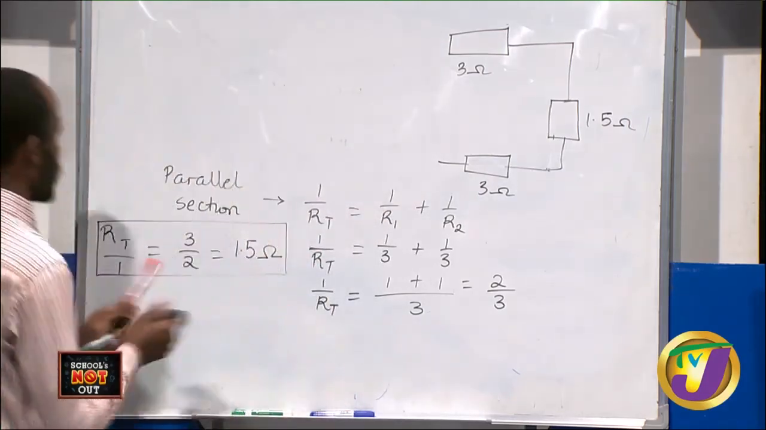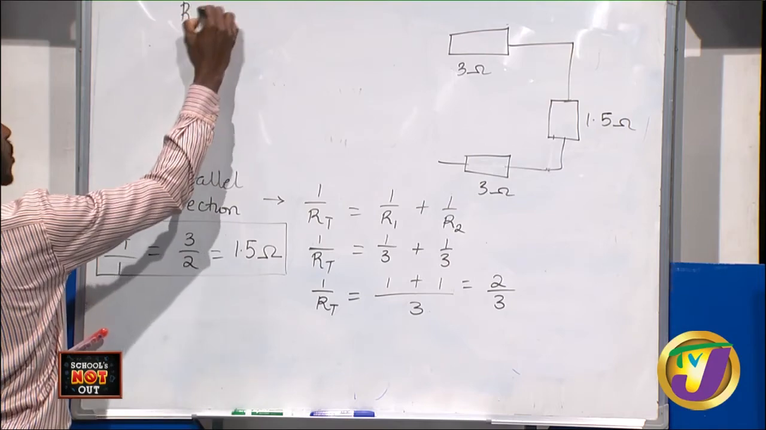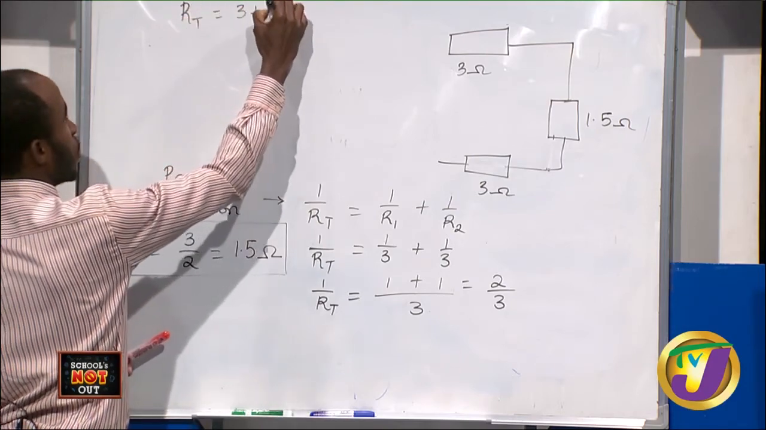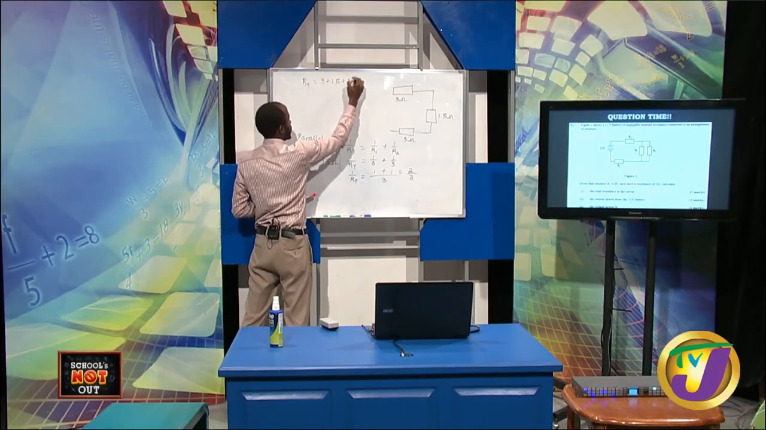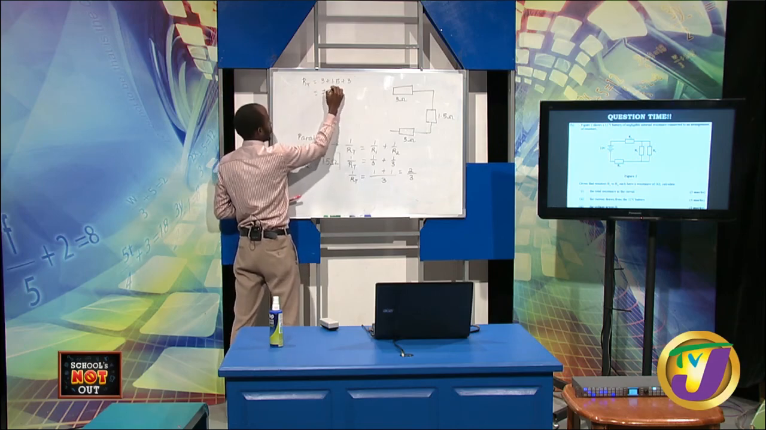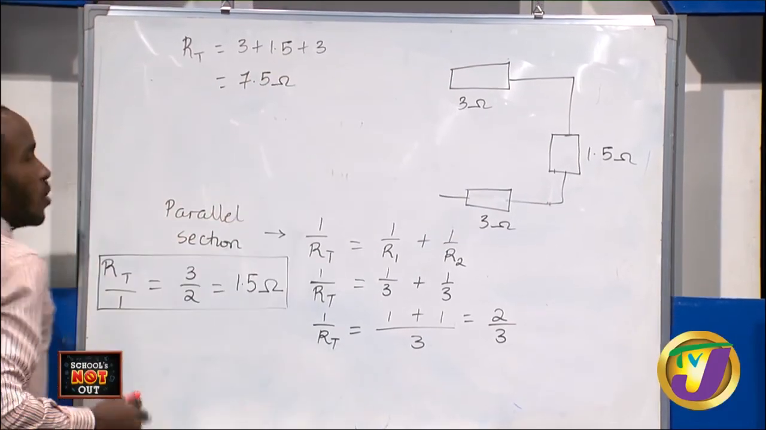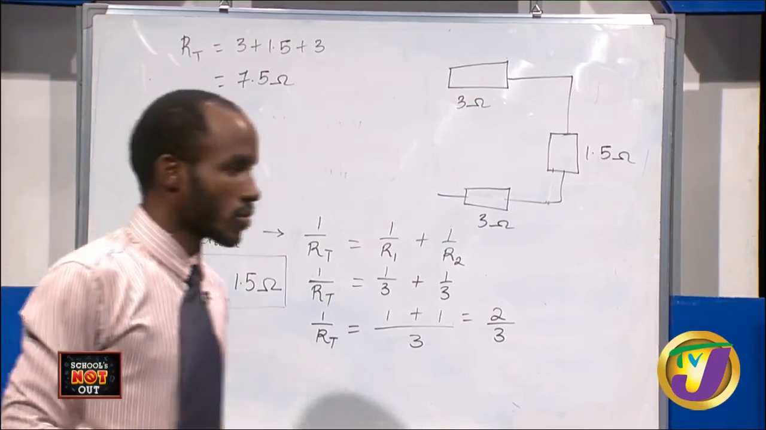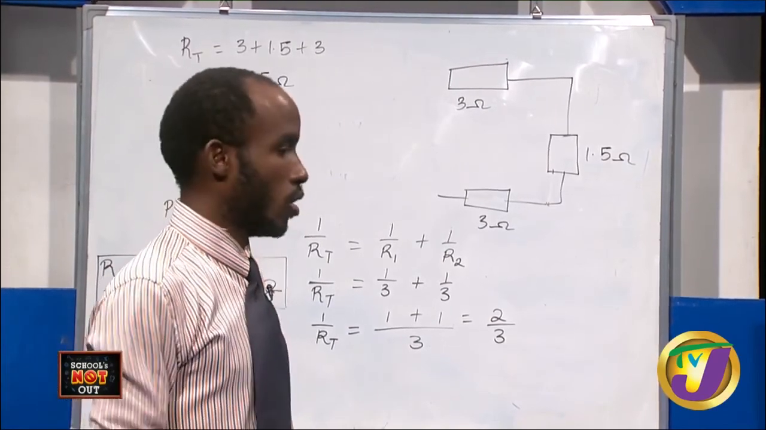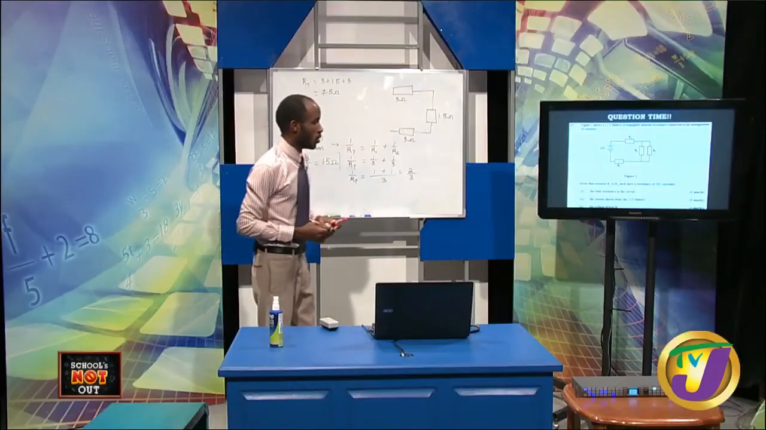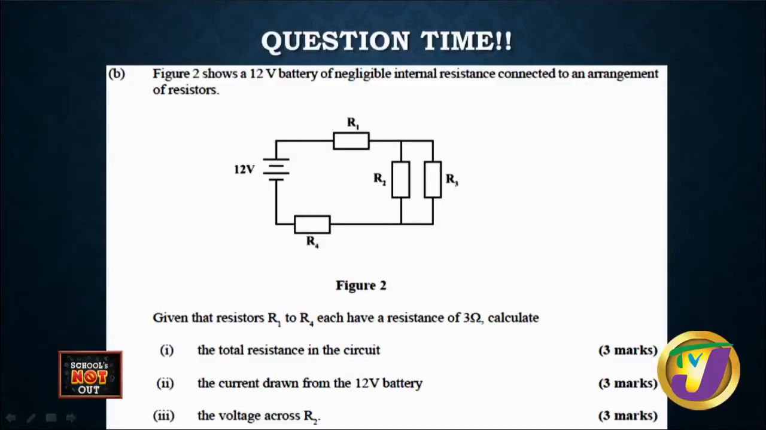So the total resistance of this entire circuit is 3 plus 1.5 plus 3, which of course is 7.5 ohms. So we have found the total resistance. That's 3 marks. I hope that was simple enough. Now, the current drawn from the battery.